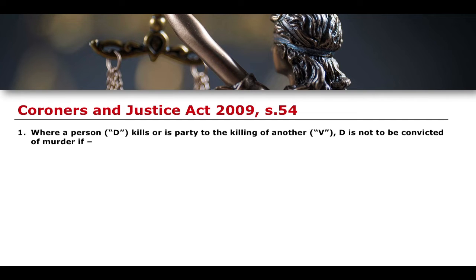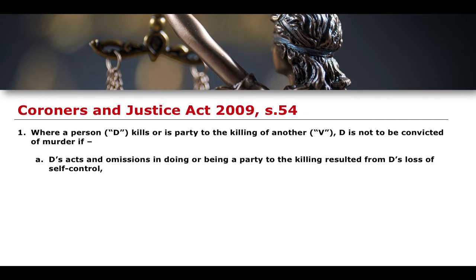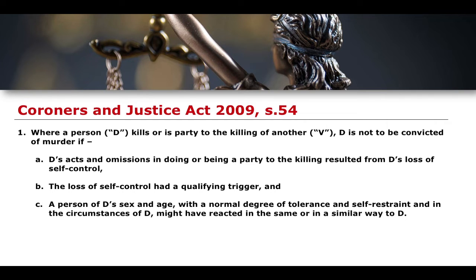They say that where a person, D, i.e. a defendant, kills or is party to the killing of another, a victim, the defendant is not to be convicted of murder if A, the defendant's acts or omissions in doing or being party to the killing results from the defendant's loss of self-control; and B, the loss of self-control had a, quote, qualifying trigger; and C, a person of the defendant's sex and age with a normal degree of tolerance and self-restraint, and in the normal circumstances of the defendant, might have reacted in the same or a similar way.